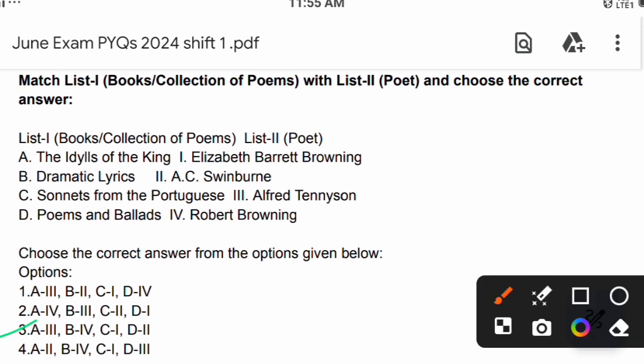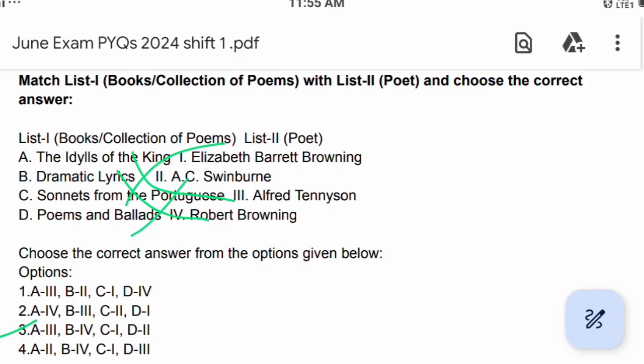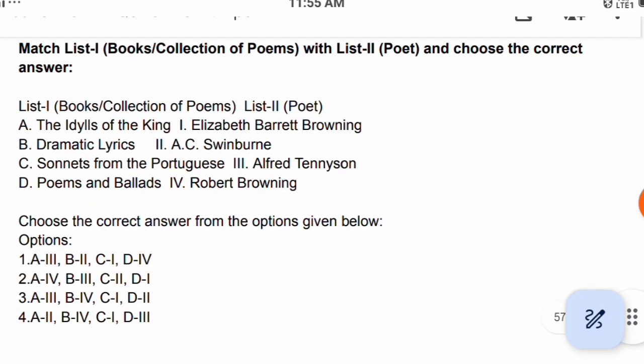A third. You have to match The Idylls of the King by Alfred Tennyson here. B fourth, Dramatic Lyrics by Robert Browning. C first, Sonnets from the Portuguese by Elizabeth Barrett Browning. And Poems and Ballads by A.C. Swinburne. These are the correct matchings of the books, collections and poets.